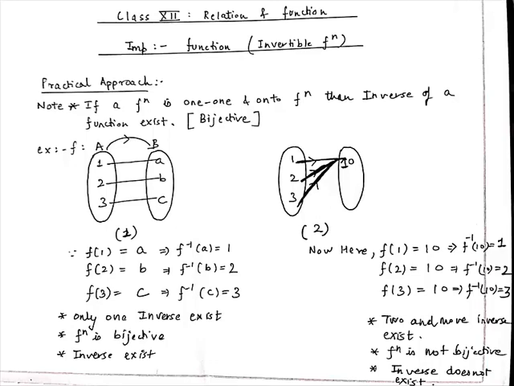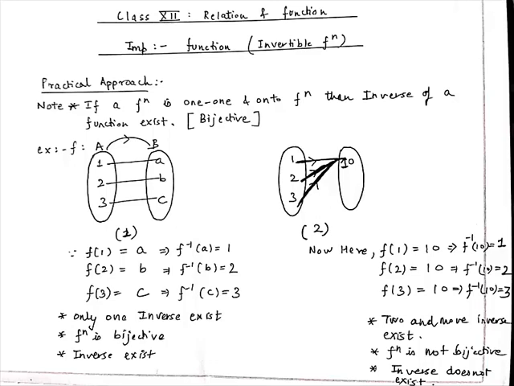Let's say I have taken a function f from A to B, where the elements of A are 1, 2, 3, and the elements of B are a, b, c. So here students, 1 is related to a, 2 is related to b, and 3 is related to c. Means our function is one-one and onto both. So we know that f(1) equals a, f(2) equals b, and f(3) equals c. So from here, f inverse of a equals 1, f inverse of b equals 2, and f inverse of c equals 3.